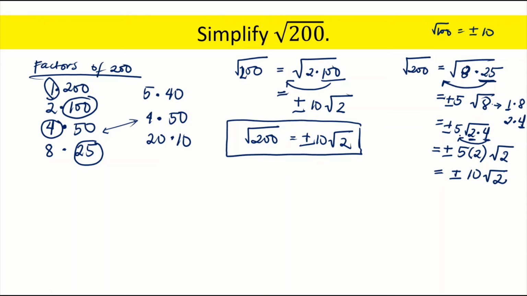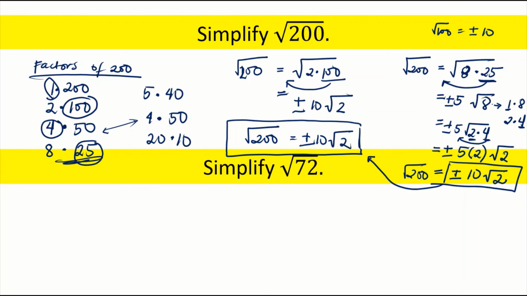Okay, so paulit-ulit lang ginagawa natin as long as may factors doon sa loob ng radical sign na perfect square number. So, yung ginamit natin yung 8 times 25, i-simplify pa natin yung natira. So, positive and negative 10, mula sa 8 times 25, ay parehas lang doon sa nakuha nating sagot nung ginamit natin yung 2 times 100.